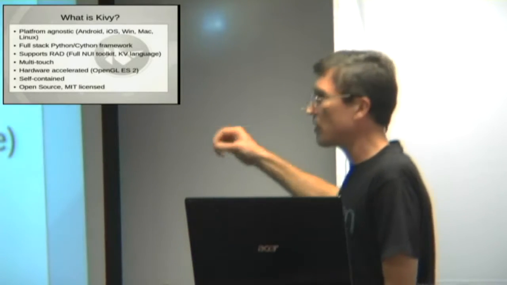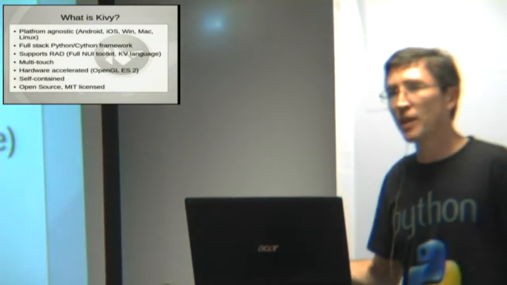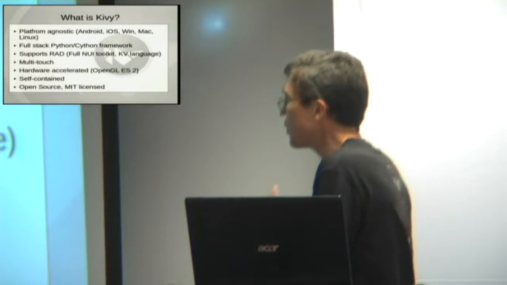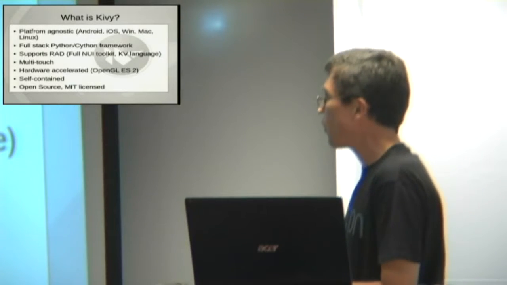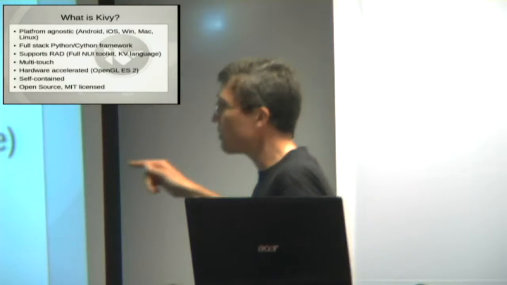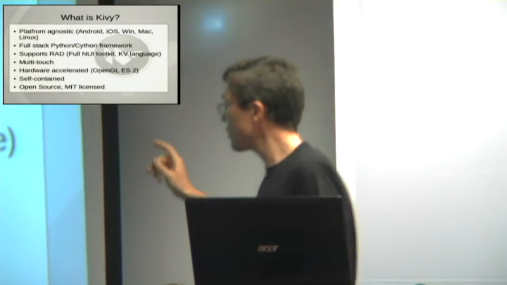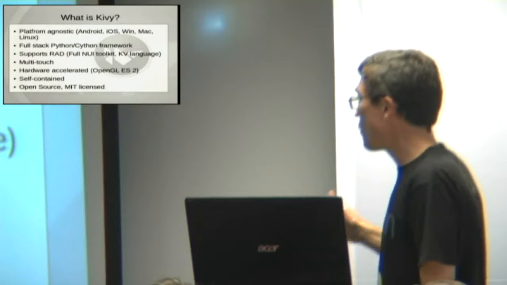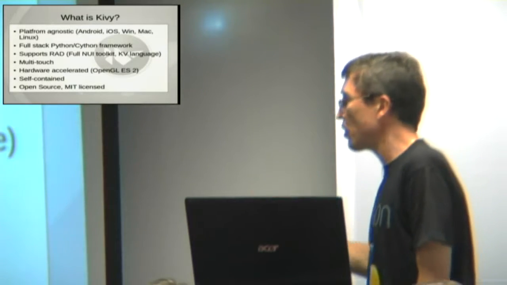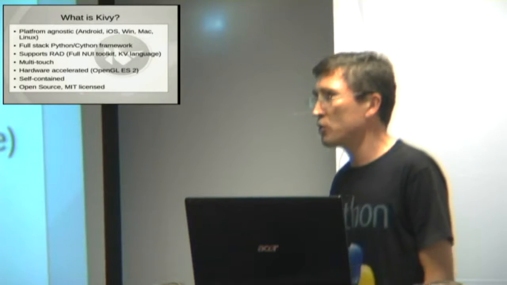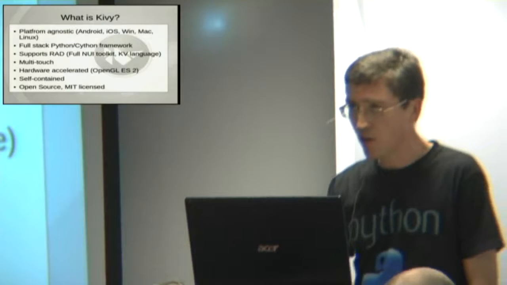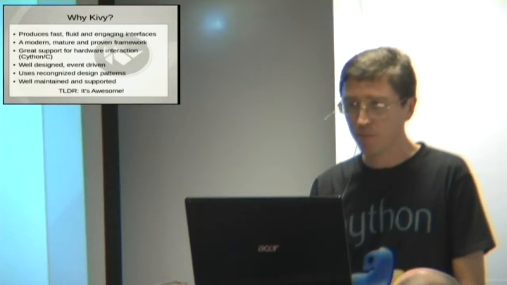It's also got its own language for declaratively defining your GUI. It's also quite nice. You can separate your concerns. You've got your GUI lying in KV, your logic lying in Python. It's multi-touch and a whole lot more, but I'll get into that later. It's hardware accelerated. It's fast. It's self-contained, and it's open source, MIT licensed. So there are also no commercial restrictions. It's all hosted on GitHub, GitHub/Kivy. Yes, go and have a look there. That's where the code is kept.